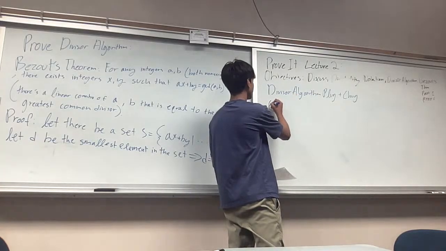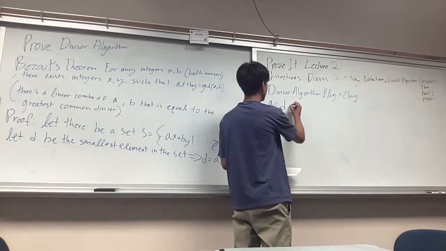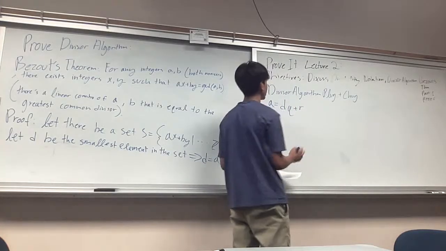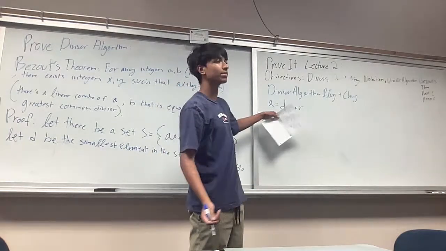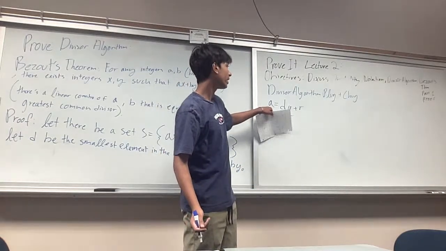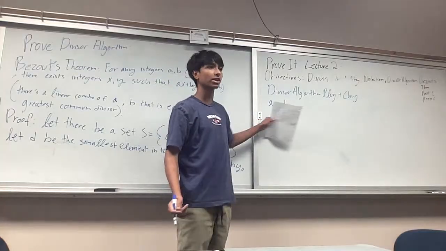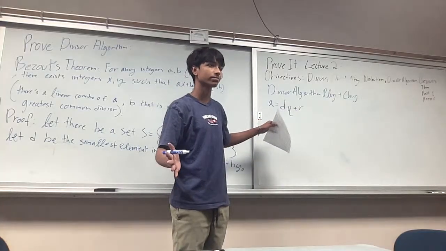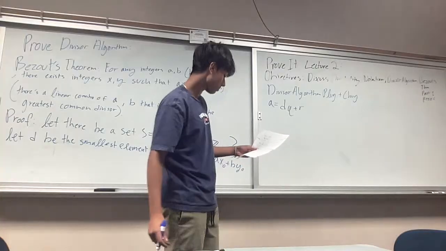So let there be A such that A equals D times the quotient plus the remainder. We know this exists because we just proved the divisor algorithm, right? So there has to be, for some integer A and D defined by this, this must be true for at least one case. No, for only one case because it's unique. Okay.